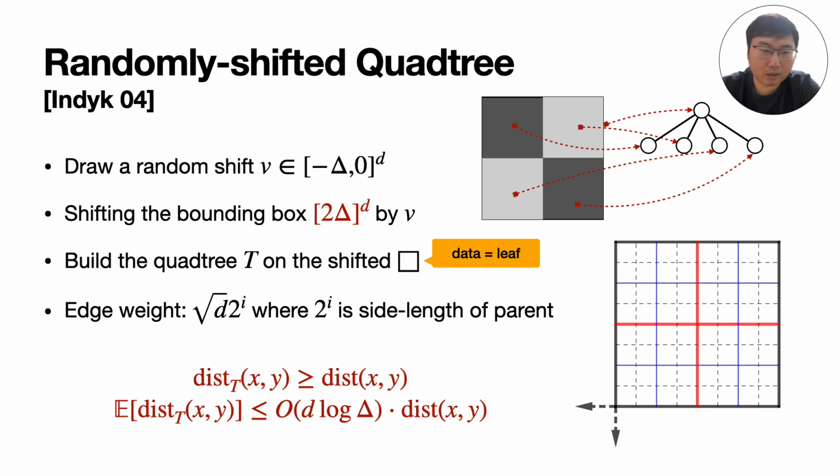For every node of side length 2 to the i, it connects to the parent with an edge of length square root d times 2 to the i. We shall then use the tree distance, denoted as dist sub t, as the approximation to the original distance dist. And the key guarantee is that this dist t is dominating the original distance. Furthermore, the upper bound is that for every pair of points x, y, the expected tree distance is at most order d log delta times the original distance.